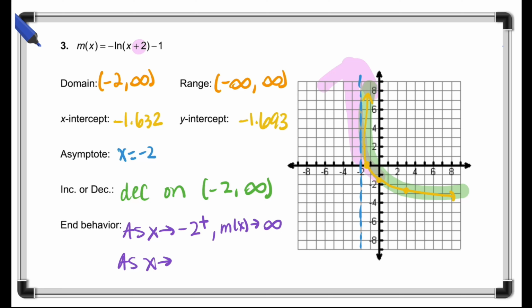Now, as x approaches, what's going on this way? As x approaches positive infinity, those positive x's, my function, m of x, is approaching negative infinity.